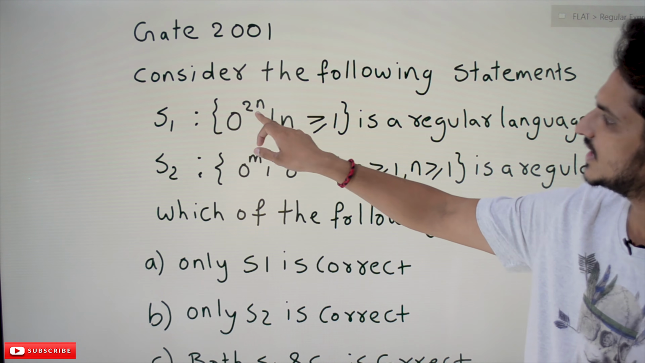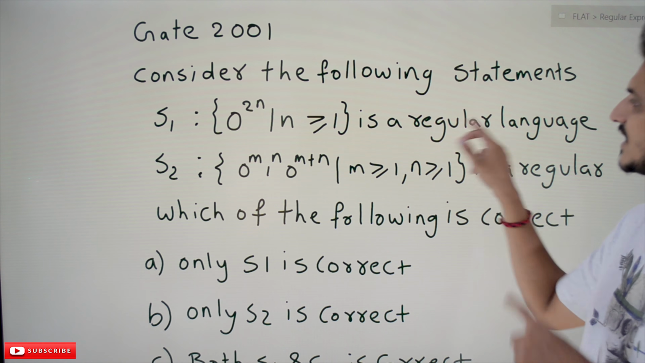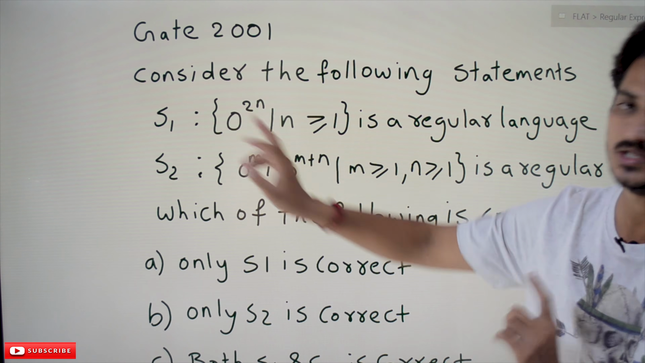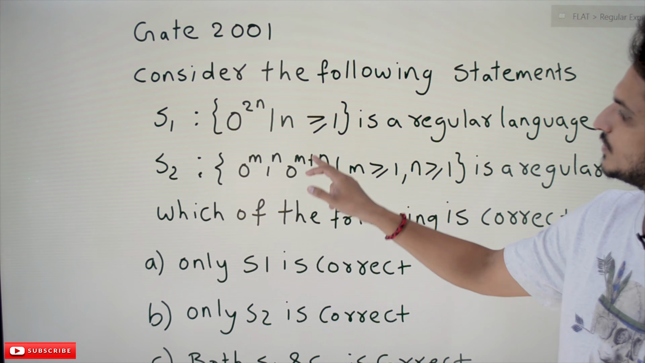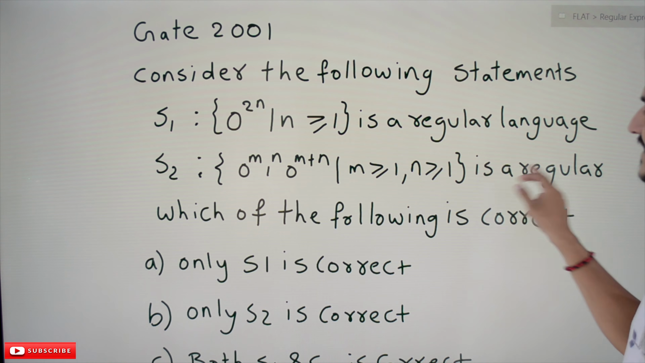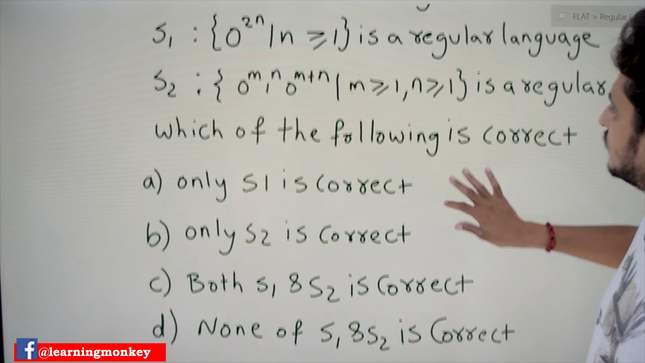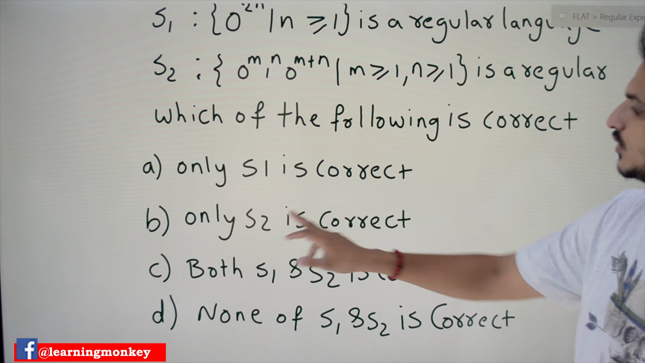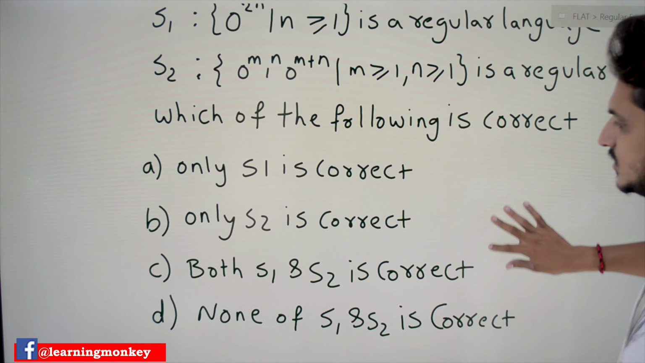S1 is given as 0 power 2n where n is greater than or equal to 1 is a regular language. They are saying that S1 is a regular language. And S2 is given as 0 power m, 1 power n, 0 power m plus n where m is greater than or equal to 1, n is greater than or equal to 1 is a regular language. Out of these, which of the following is correct? Only S1 is correct, only S2 is correct, both S1 and S2 are correct, or none of S1 and S2 is correct.